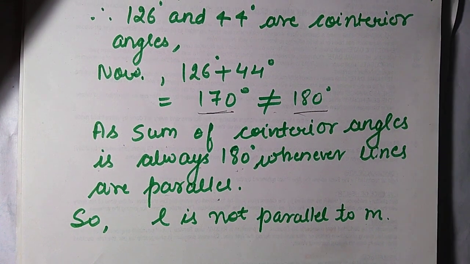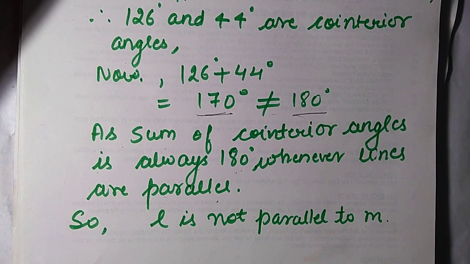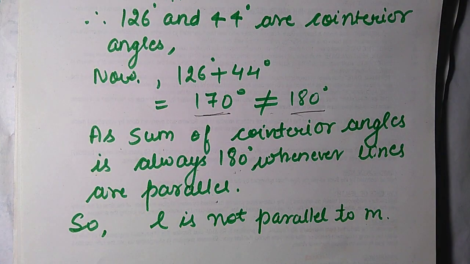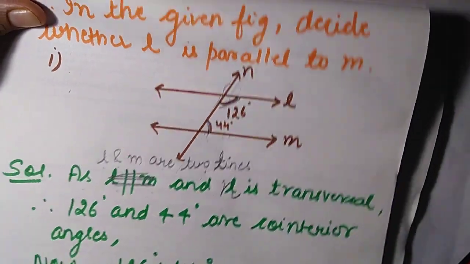To prove whether lines are parallel or not, you can do it in 4 ways. Here I have explained one way. You can prove lines to be parallel by any of the ways. Here I am only explaining how you can prove. So this is the diagram.